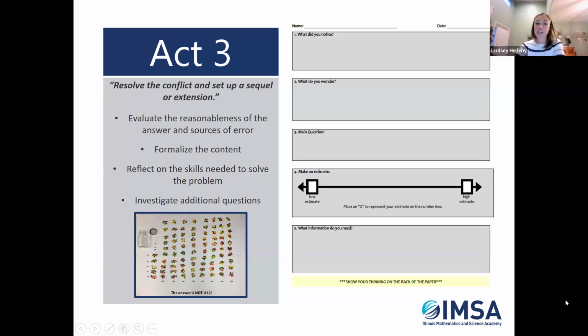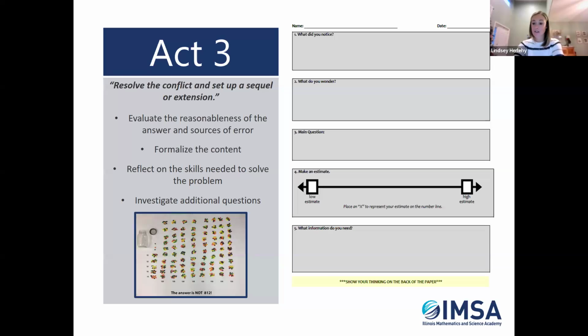All right, and then in the third act, this is where we see the resolution. We evaluate our answer to make sure it is reasonable, go back to our estimation, and then we set up a sequel or an extension. What could we do next? What else does this make you wonder? Okay, it's important to remember this isn't where we stop. Getting an answer is not it. The learning doesn't end here, so we can extend it. And formalize the content is what we say here.